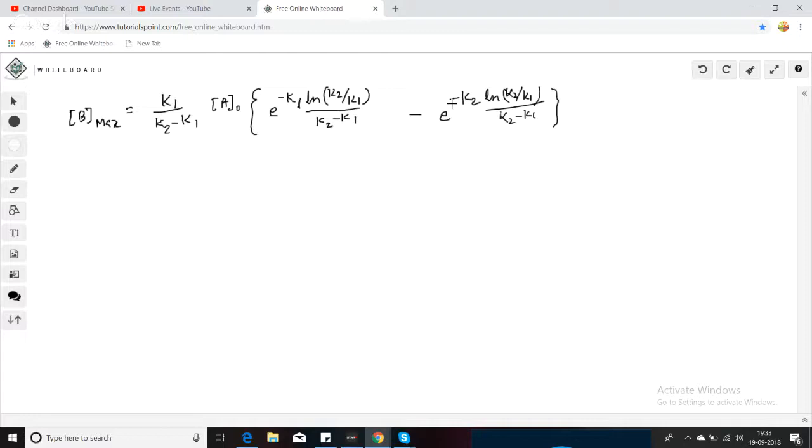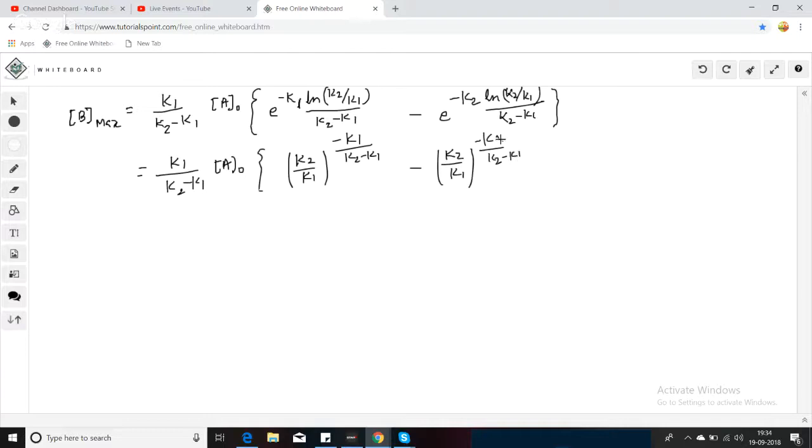Okay, sir. Done. So you get this probably. That was very symmetrical, so that thing will get cancelled. A naught, and here we get K2 by K1 to the power minus K1 by K2 minus K1, correct? Yes, sir. Minus K2 by K1 to the power minus K2 by K2 minus K1, correct?